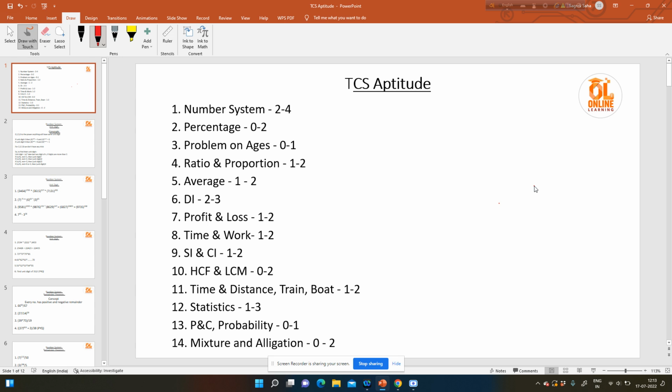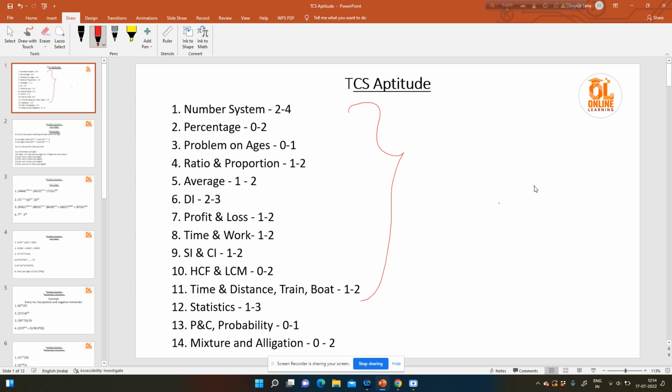Okay, today I'm going to discuss different topics that usually come in TCS Aptitude. These are the names of the topics: number system, percentage, problem on ages, ratio and proportion, average, data interpretation, profit and loss, time and work, simple interest and compound interest, HCF and LCM, time and distance, train, boat, statistics, permutation and combination, probability, mixture, and allegation. We will cover each and every topic in different classes.